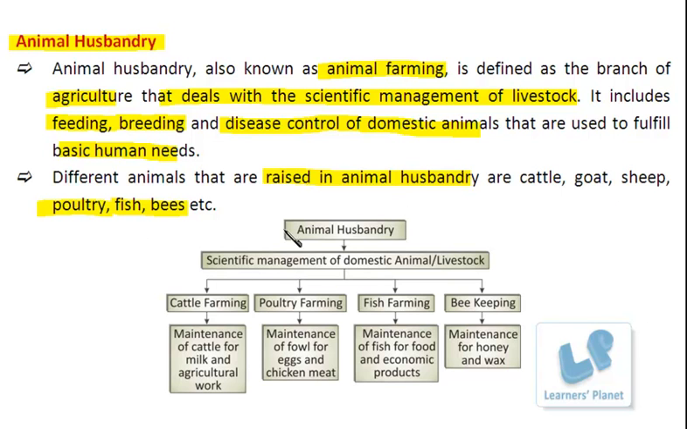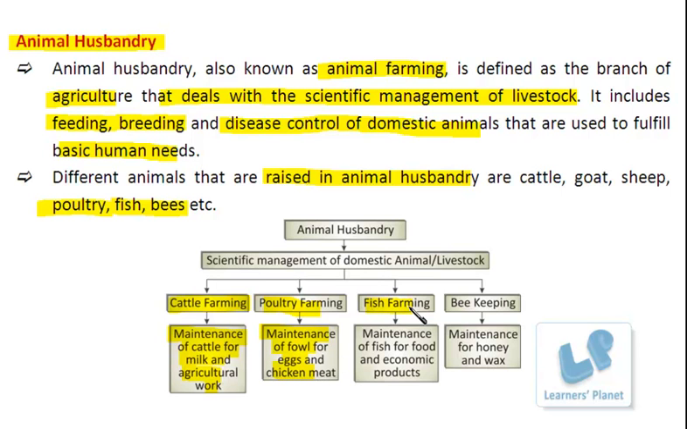See, depending upon the type of animal which is taken care of in animal husbandry, this practice is of different types. And what are they? Number one, cattle farming. As the name itself suggests, cattle farming is related to the maintenance of cattle for milk and agricultural work. Then comes poultry farming. In this case, there is the maintenance of fowl for eggs and chicken meat.